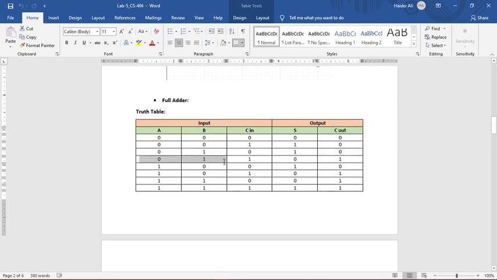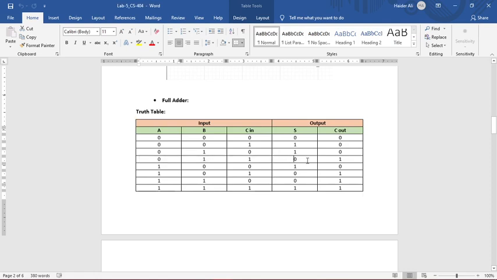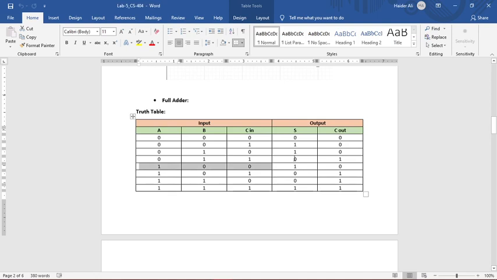When A is 0 and B and C are 1, sum is 0 and C out is 1. When A is 1 and B, C are 0, then sum is 1 and carry is 0.